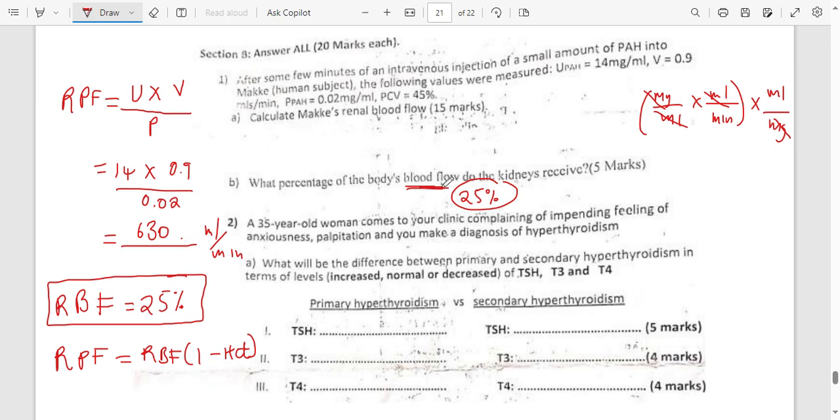So we want the renal blood flow. Renal blood flow is equal to the renal plasma flow, which we calculated as 630, divided by 1 minus hematocrit. 1 minus hematocrit is 0.45. So the answer that you get here will be the renal blood flow. Is that okay?